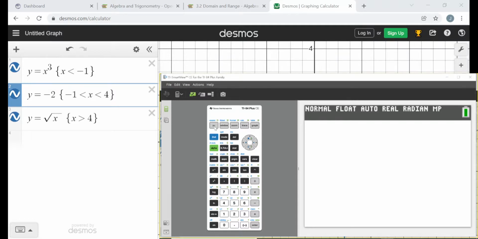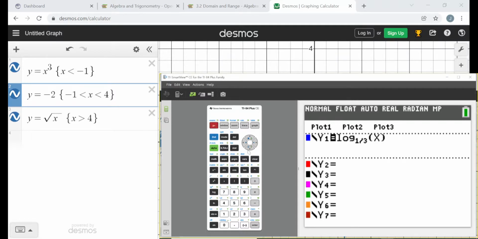So you go to your y equals menu. Let me get rid of that, that was an old video. Hit y equals, and then you put in the rule for the first piece, x cubed. Then you're going to multiply this by the condition. Now the condition is, no, not list, I want to go to test.